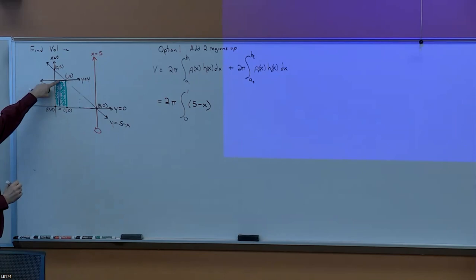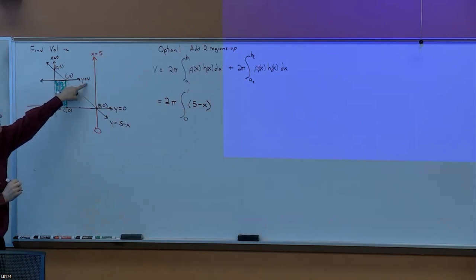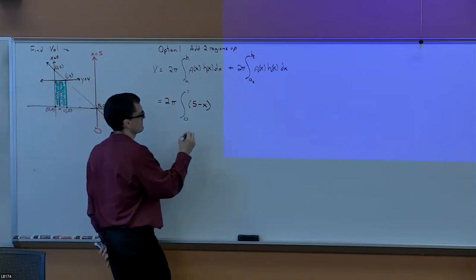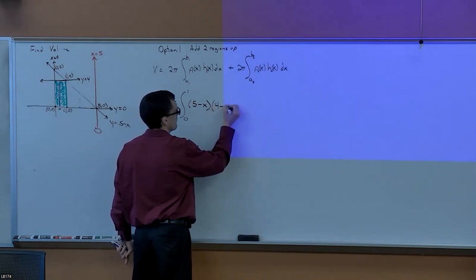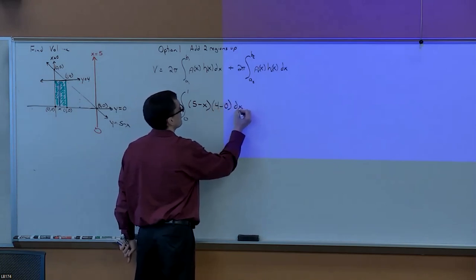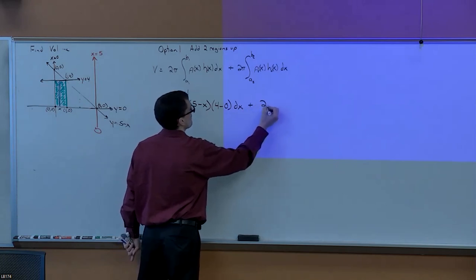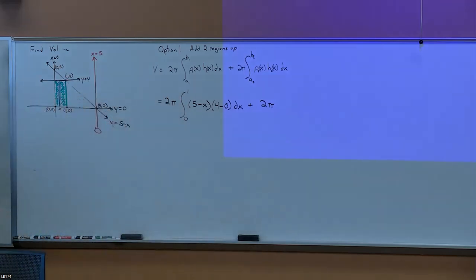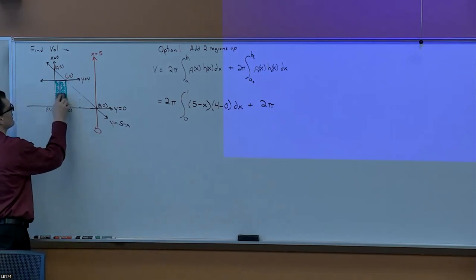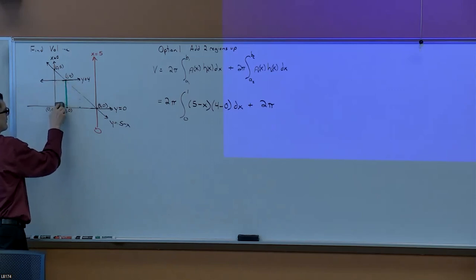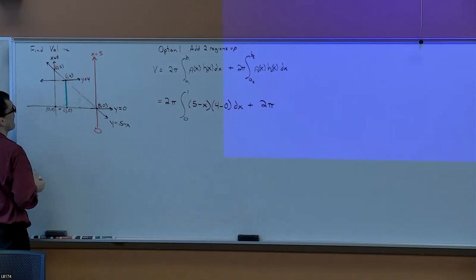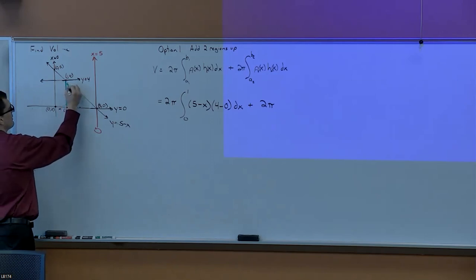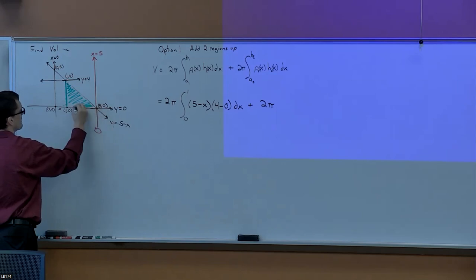Height of this rectangle. Well, the top of the rectangle is always y equals 4. The bottom of the rectangle is always y equals 0 in this region. So it's from 4 down to 0. Then I move on to the second region. The second region is this one that I'm highlighting.